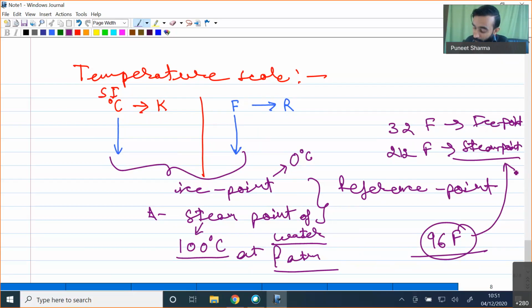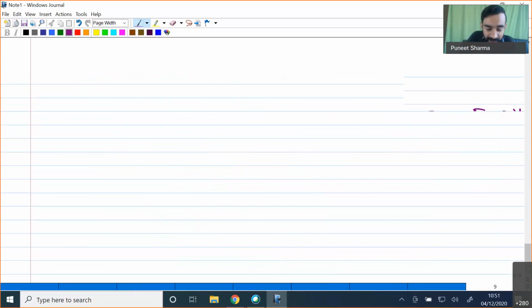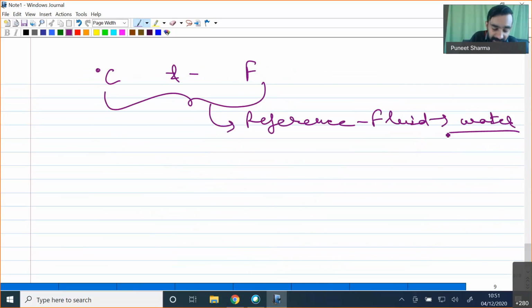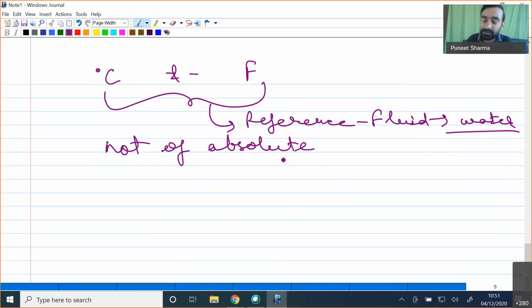Okay, now whatever scales we have got, whether the degree Celsius scale or the Fahrenheit scale, both these scales are obtained by taking some reference fluid. Okay, so what is the reference fluid? The reference fluid is nothing but our water. So it means these two scales are not of absolute nature. Okay, when we talk about anything absolute, that should be applicable to all mediums irrespective of the type of the fluid. So it is not of absolute nature.